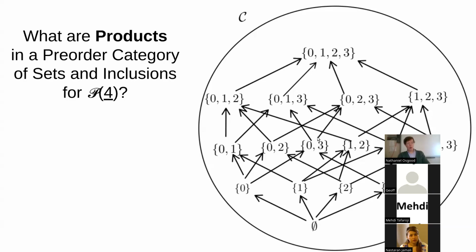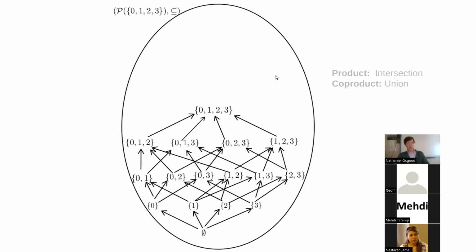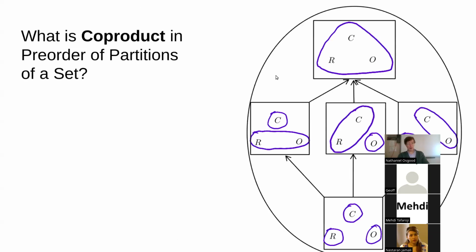So products, remember, is an object that has to have projection morphisms down to each of these, right? So for 013, 023, this is a product, right? And for coproduct, this has to have injection morphisms for each of these, right? Are we good with that? Injection morphisms, yeah. And so it's a union. We good with that? Okay. Product is intersection, coproduct is union.